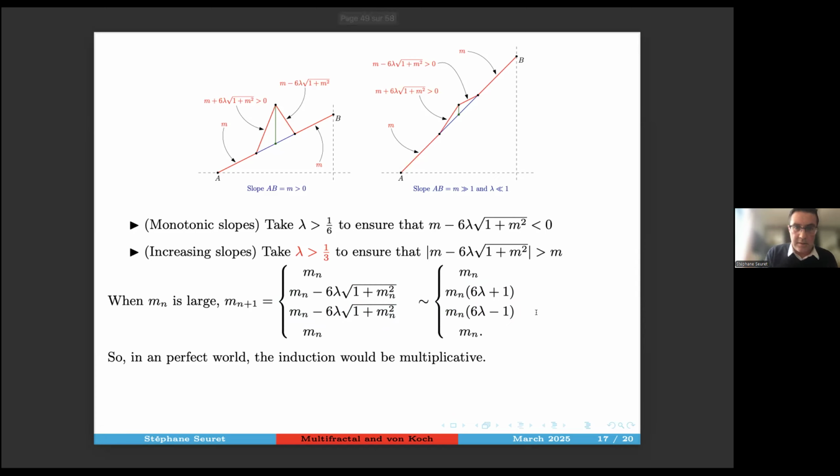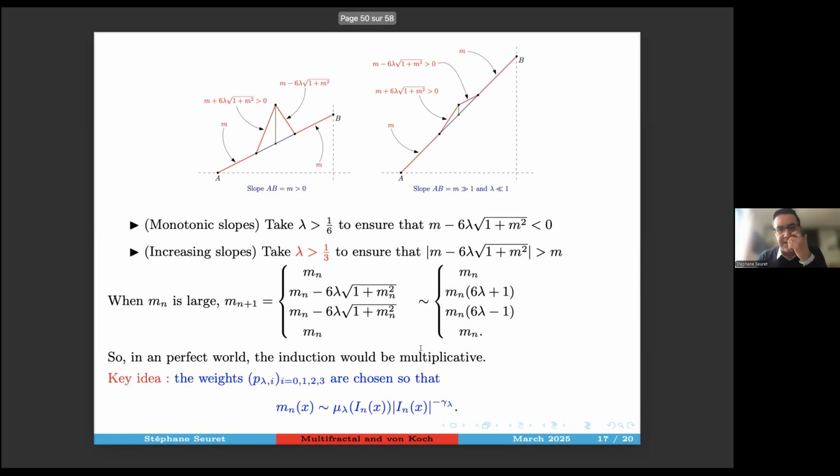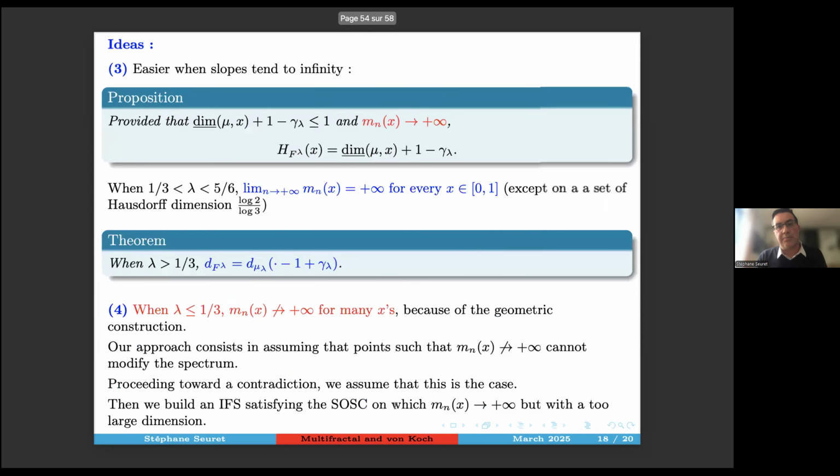Because in a perfect world, imagining that all slopes go to infinity, then the induction giving the slope would be multiplicative. And if it's multiplicative, the key idea is that the weights are chosen so that the slope is actually given by the measure mu lambda multiplied by some normalization. This explains the role of mu lambda in the analysis of f lambda. Of course, it does not work all the time, so I skip a lot of things.